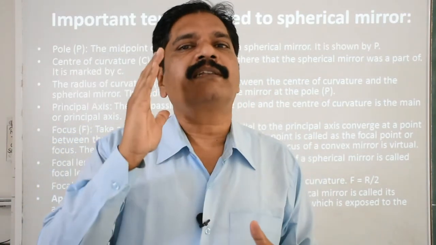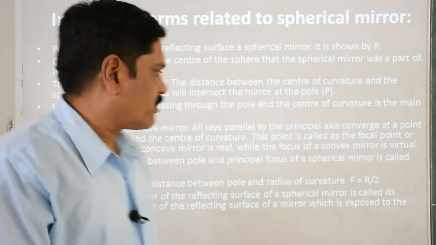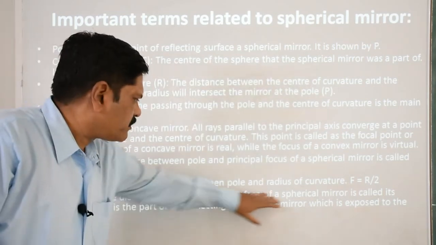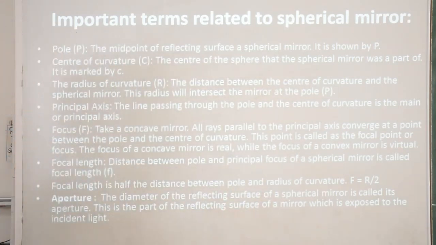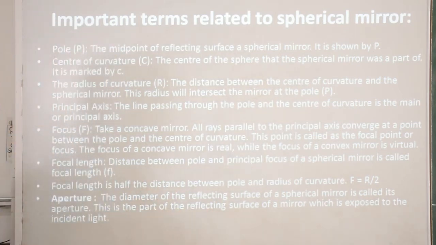Focal length is always half of the radius, and radius is always double the focal length. Clear? Then the aperture: the diameter of the reflecting surface of a spherical mirror is called the aperture, the part of the reflecting surface of a mirror which is exposed to the incident light.